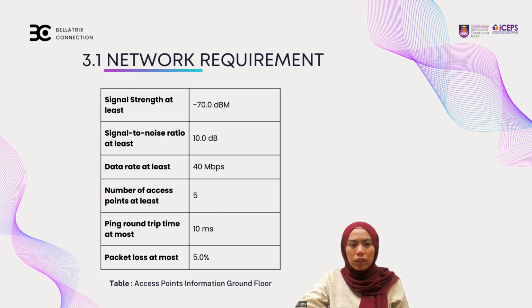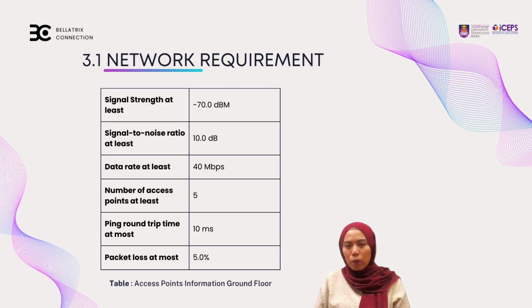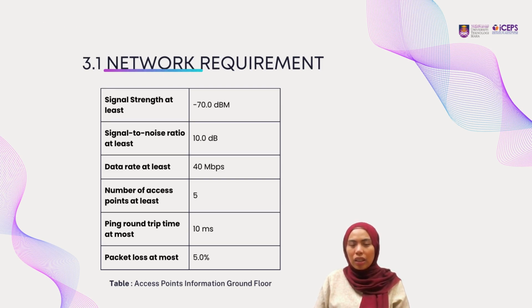Next is a ping round trip time at most 10 ms. Ping round trip time is the time it takes for a signal to travel from the source to the destination and back. A low round trip time indicates low latency and quick responsiveness. Last is a packet loss at most 5.0%. Packet loss occurs when data packets transmitted over the network do not reach the destination. Keeping packet loss below 5.0% ensures reliable data transmission.